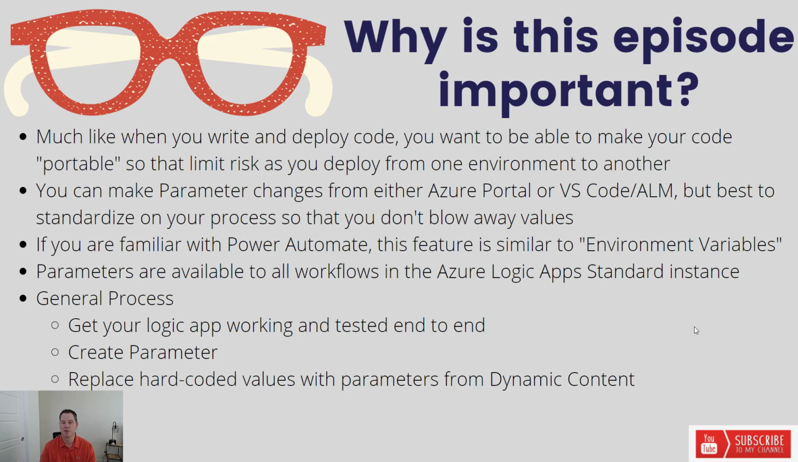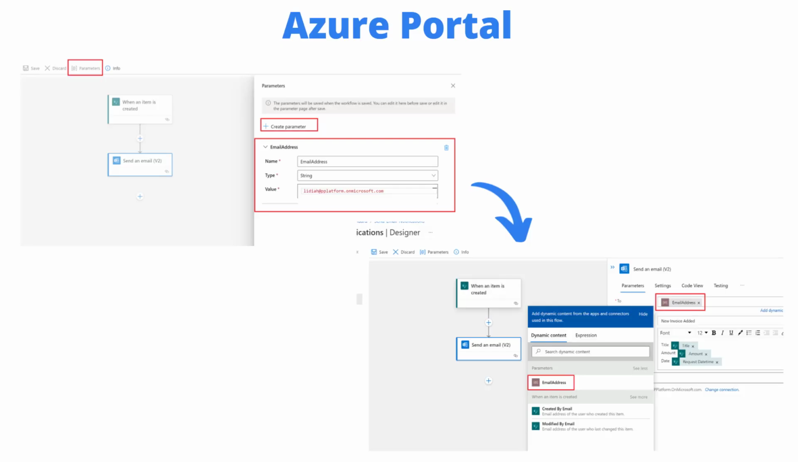Now, if we think about the general process, how do we go ahead and do this? Go ahead, build your Logic App, get it working, get it tested end to end. Then create your parameter, then go ahead and replace the hard-coded values with parameters from dynamic content. So let's start off in the Azure portal itself. Once again, I'm using the standard SKU of Logic Apps here.